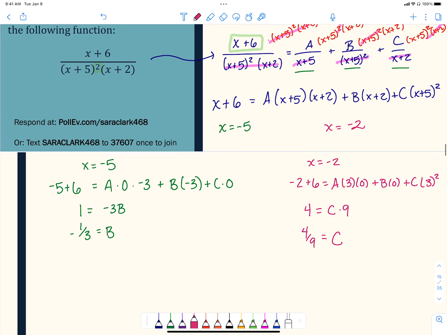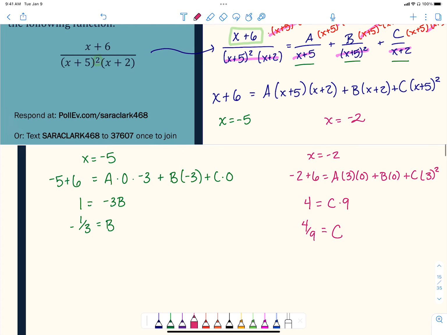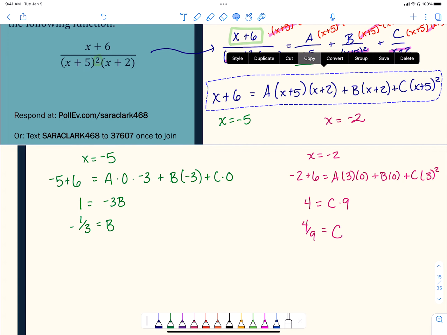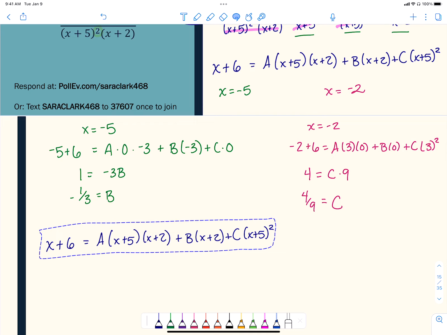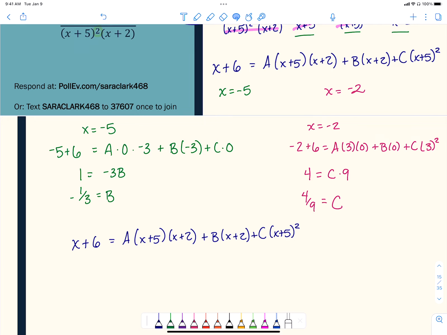And then we can use one of the equations that we get from our system of equations. Let me copy this statement right here and paste it right here. So from this, we get x plus 6 is equal to, let's do some quick foiling. This is going to give us x squared plus 7x plus not 14 plus 10. So we get ax squared plus 7ax plus 10a from multiplying through by a.